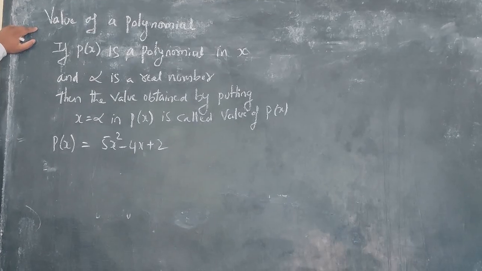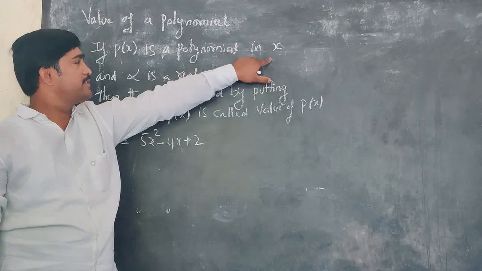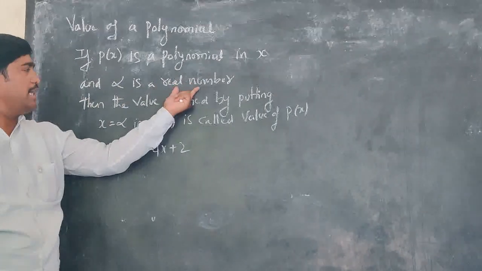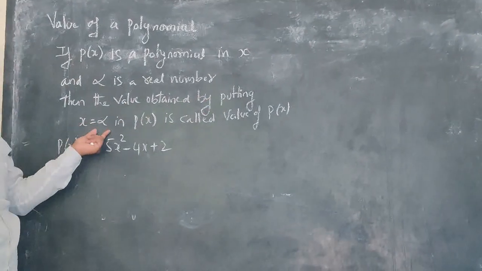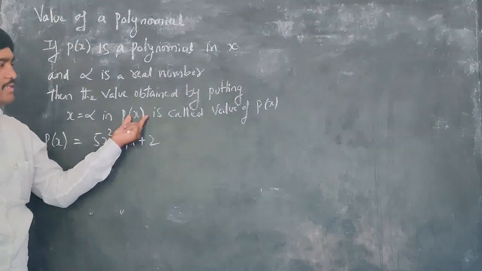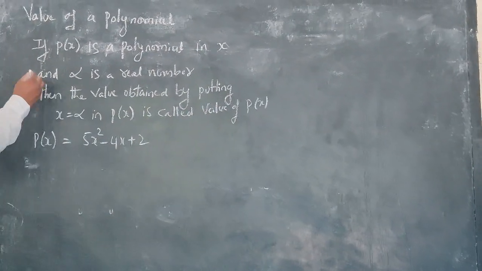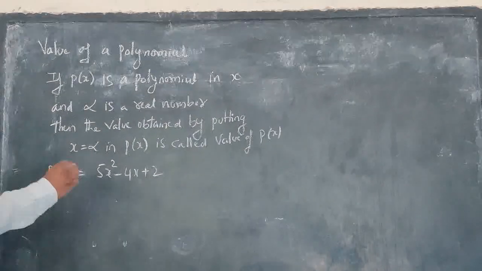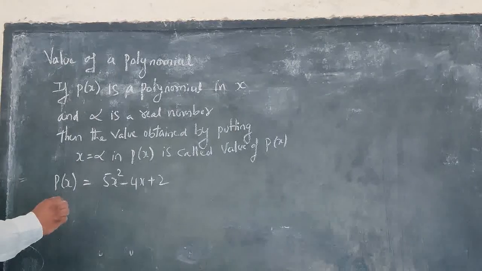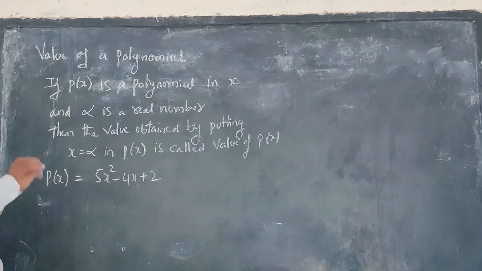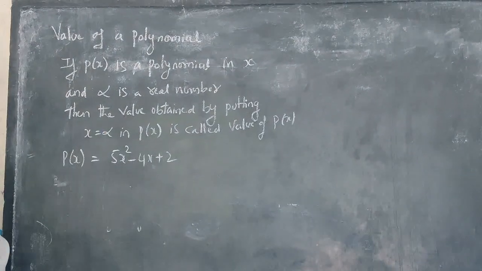Now the value of a polynomial. If p of x is a polynomial in x and x is a real number, then the value obtained by putting x equal to alpha in p of x is called the value of the polynomial. Just listen to this once again. If p of x is a polynomial and alpha is a real number, then the value obtained by replacing x with alpha is called the value of the polynomial.